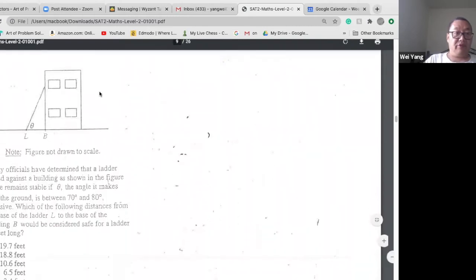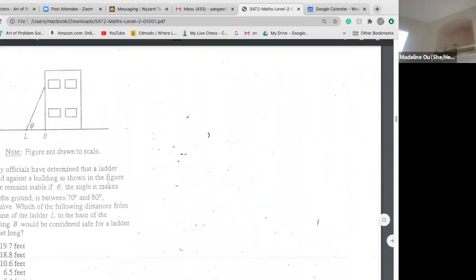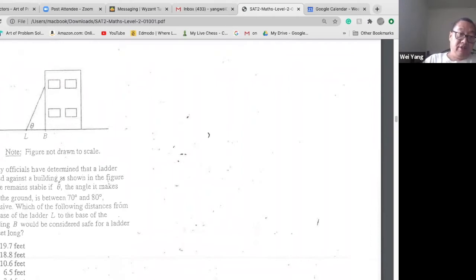Okay, now let's go to 13. What's the answer for 13? D. D. Okay, now let's check. They give you this angle theta, and they said this angle theta is between 70 degrees and 80 degrees. Then which of the following distances from the base of the ladder L to the base of the building B would be considered safe for a ladder 21 feet long?